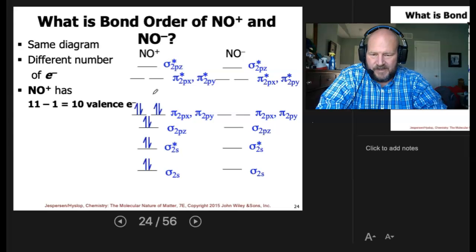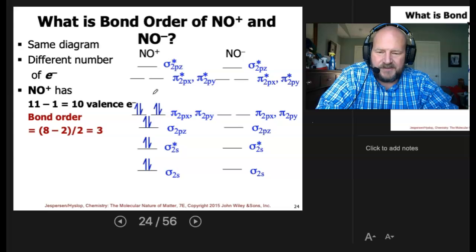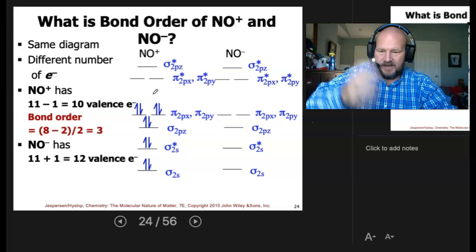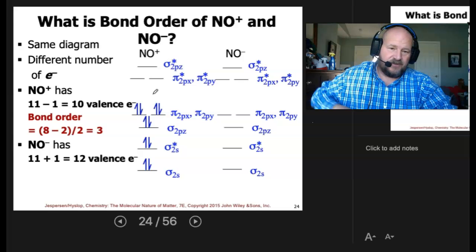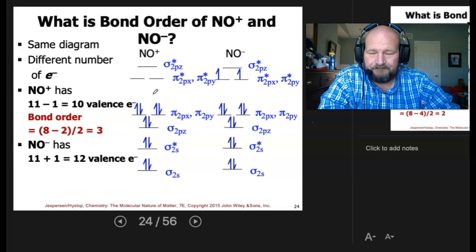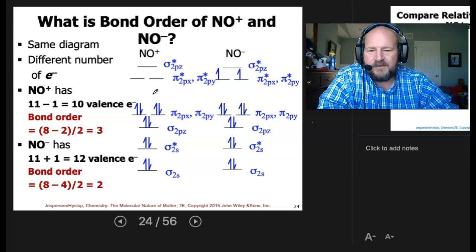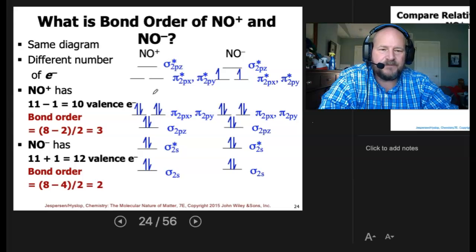That means the bond order is going to be 8 minus 2, divided by 2, which gives us 3. For the NO minus, we're going to add an electron, so we're going to have 12 electrons, and now we're going to have 8 minus 4, divided by 2, equals 2. So for NO plus, we actually get a bond order of 3. For NO minus, we get a bond order of 2.